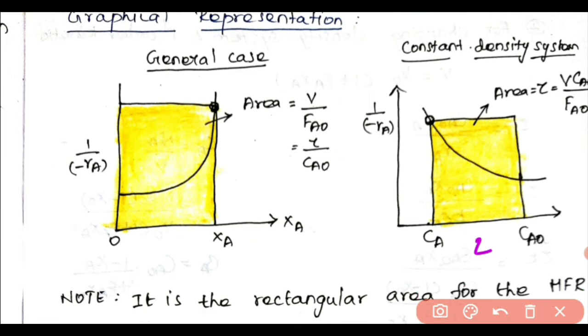Then your graph number 2 is for a constant density system, and here your x-axis is in terms of concentration, and the y-axis is 1 by minus Ra. Here the area is tau equal to V Ca naught divided by Fa naught. In case of a mixed flow reactor, you have to calculate the total rectangular area, but in case of a batch reactor, you calculate the area under the curve.